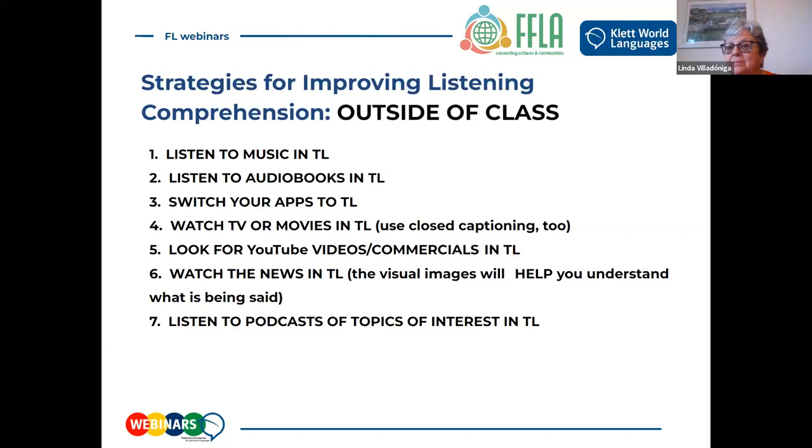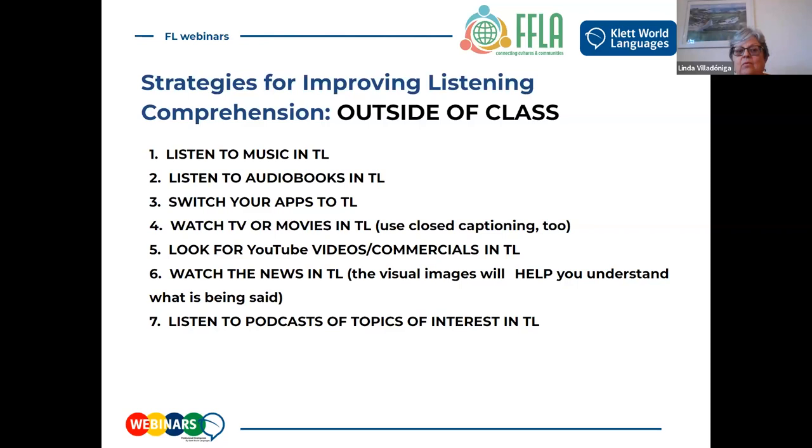Switch your apps to target language. Listen to audiobooks in the target language. Actually, I had some students the last couple of years that I taught, that I was doing AP, they were listening to audiobooks in Spanish. They would read along as they heard them, or they would play them in the car or whatever, but it improved their listening comprehension 100-fold. A lot of them were switching their apps on their phones to target language. They were writing text to each other in Spanish. They're used to doing that. So why not take advantage of those things?